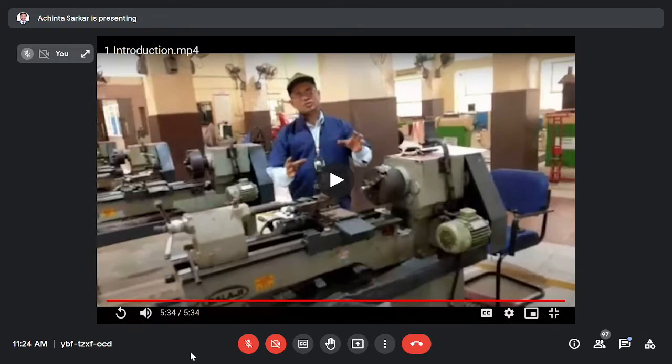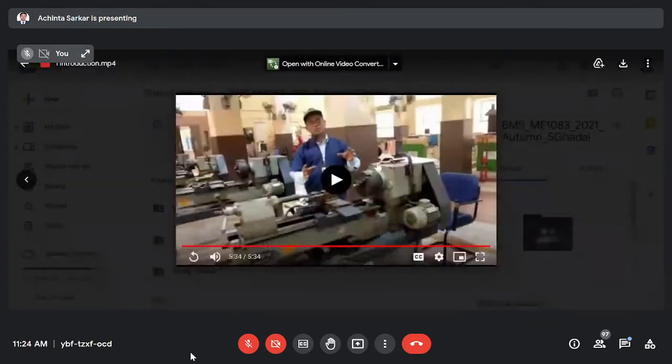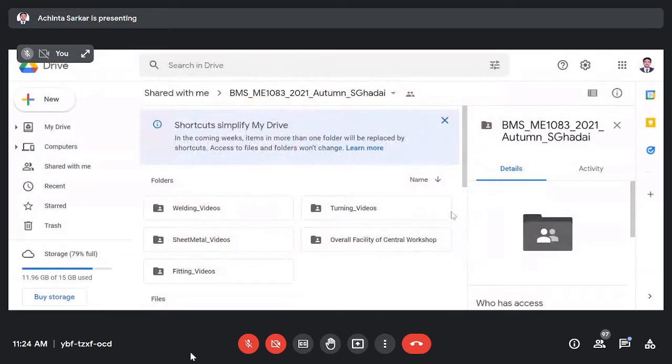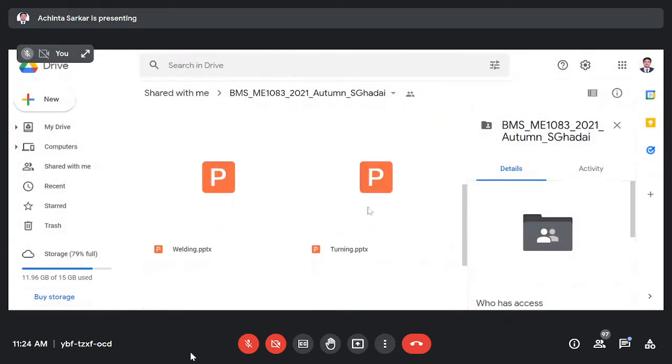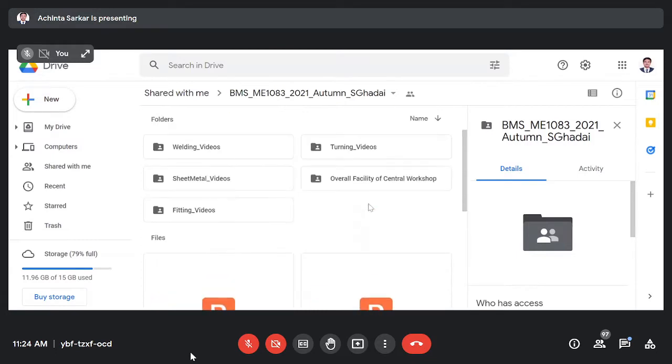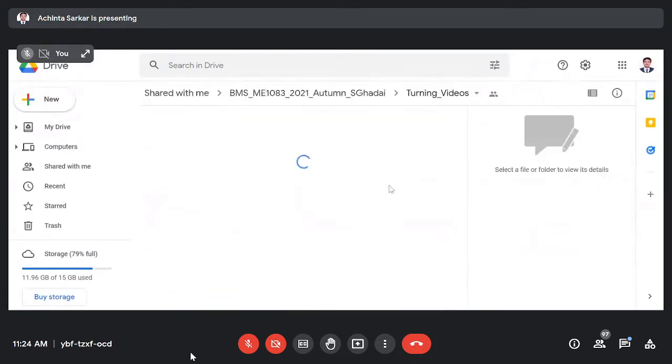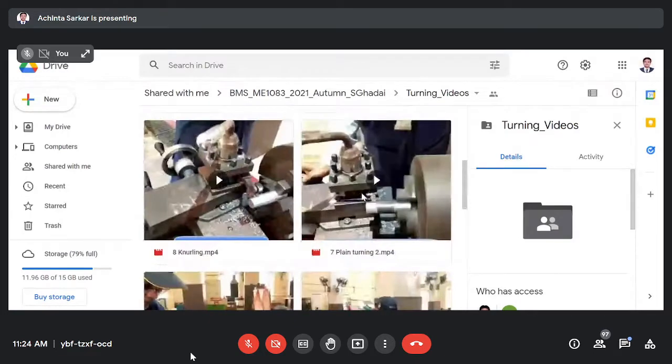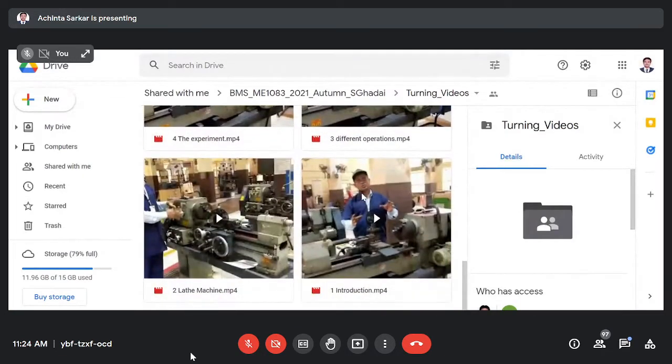Then the extreme end part, just opposite the headstock, is called your tailstock. The tailstock will provide support to the job. So we explained these different parts of the lathe machines.